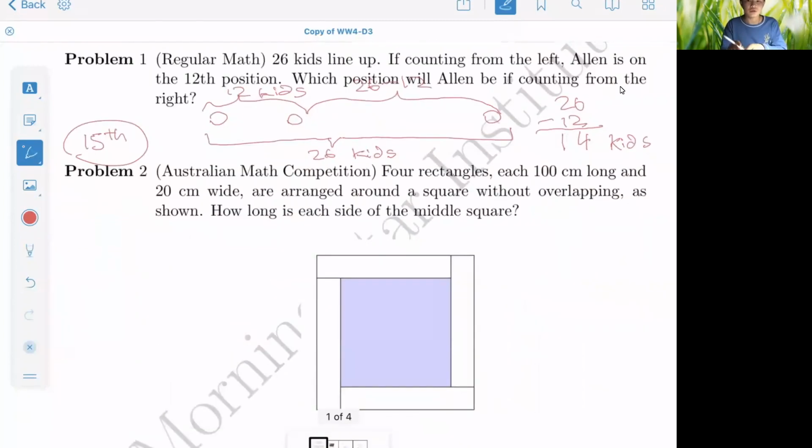For problem number 2, 4 rectangles, each 107 centimeters long and 20 centimeters wide, are arranged around a square without overlapping, as shown. How long is each side of the middle square? We could first see that this is 100 centimeters. We could also see that the width of this rectangle is 20 centimeters. So this segment over here is 100 minus 20 centimeters.